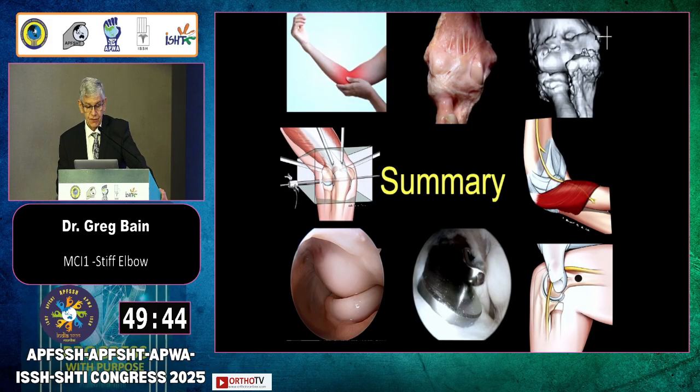So in summary, I think the ulnar nerve is a very important aspect. We need to understand and respect the soft tissues and the osseous aspects around the elbow and use some of these techniques to be able to safely and reliably resect the management of the stiff elbow.